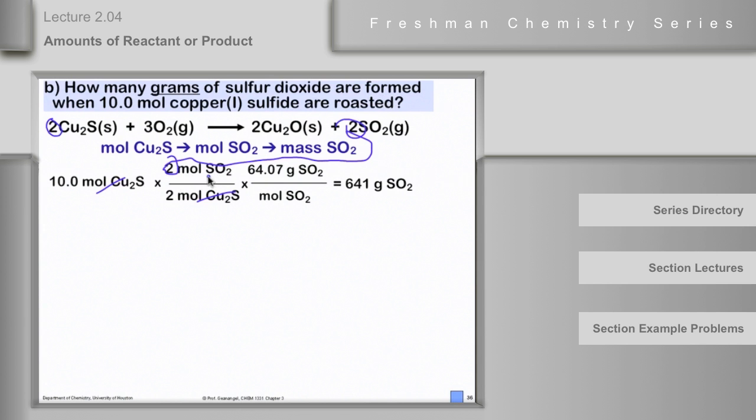Our answer at this point will be in moles of SO2. And then we do a mole to mass conversion, 64 grams of SO2, the formula mass, divided by 1 mole of SO2, gets rid of the moles of SO2, and we end up with 641 grams of SO2. So that's a mole to mass.